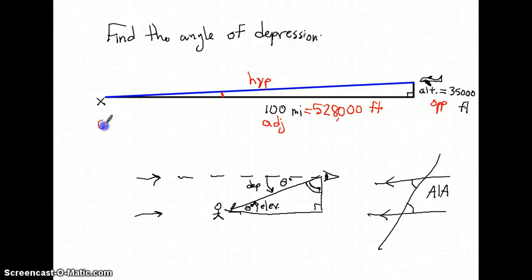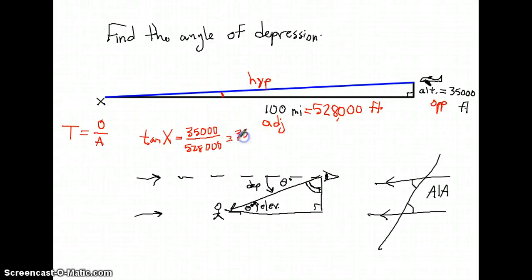Opposite and adjacent, we're in a fraction like this, and that's the one we called tangent in TOA. So here I'm going to be talking about tangent of angle X is going to equal 35,000 divided by 528,000. Now that's a whole bunch of zeros in the same fraction. Let's reduce that to make life a little simpler. This is 35, sorry, I wrote it right, I said it wrong.